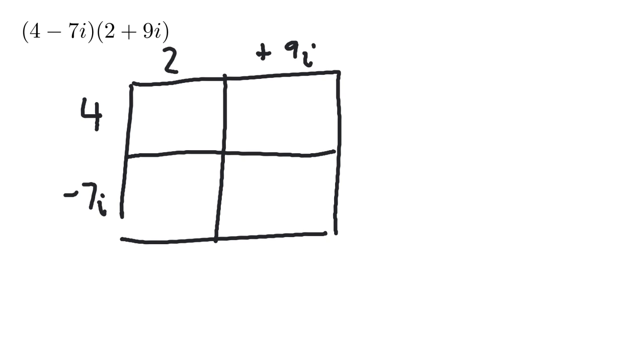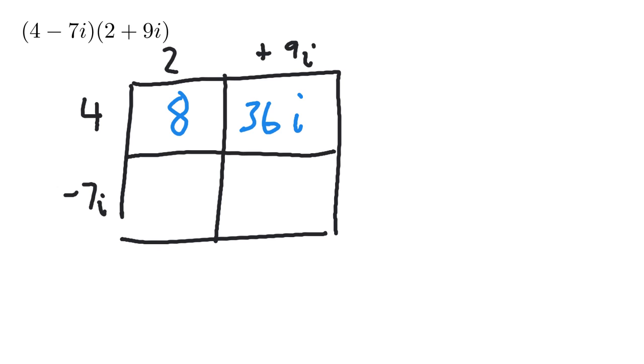Then to fill in the other boxes, I just multiply the edges to get the inside. So the first upper left-hand box, it's going to be 4 times 2, which is 8. Okay, next box across the top row. So this box right here, that's going to be 4 times 9i. So remember, we treat the i like an x or a variable. 4 times 9i is just going to be 36i. Okay, so this box right here, 36i.